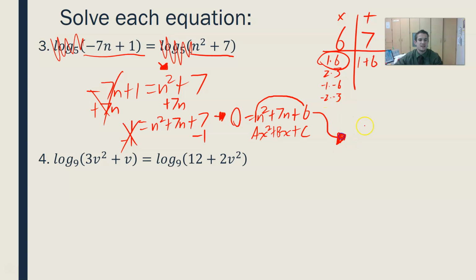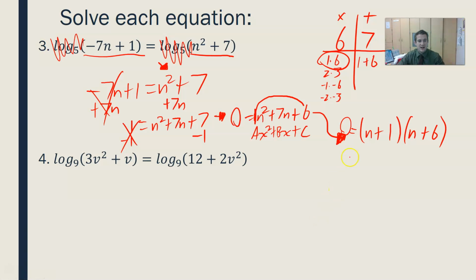In order to factor this, I'm going to write in my factors here, n plus 1 and n plus 6, making sure to divide both of these terms by a, which in this case is 1. And when I divide by 1, neither of those will change, and I'll be left with n plus 1 times n plus 6 equals 0.